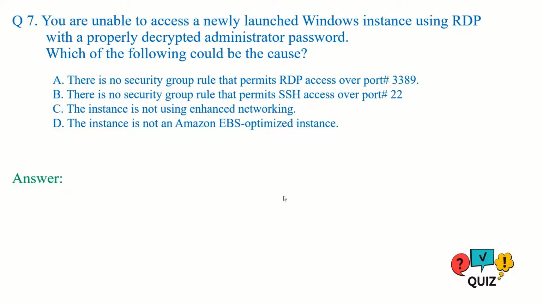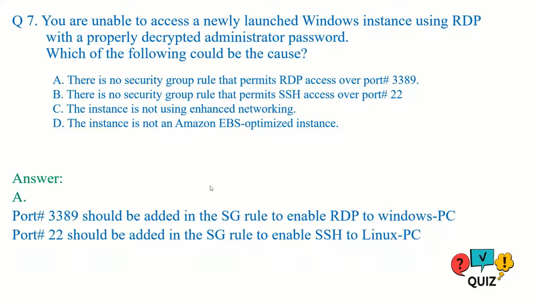That's correct. So what if in this question, instead of a Windows machine, it is a Linux based machine? It would be B. That's correct. So the answer is A. Port number 3389 should be added in the security group rule to enable RDP to a Windows PC. However, port number 22 should be added in the security group rule to enable SSH to Linux-based PCs. That's wonderful. So far, so good. Let's move on to the next one.